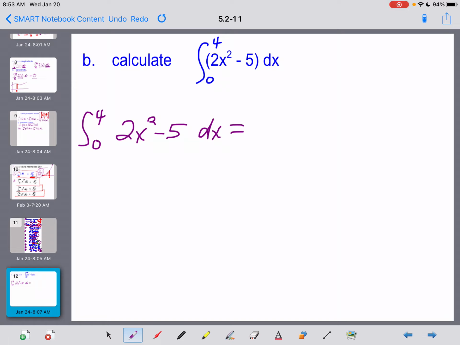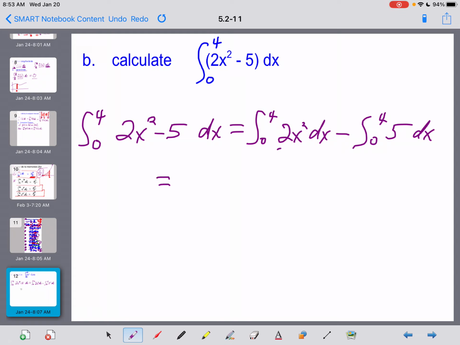All right, guys, the very first thing we're going to do, I'm going to go slowly here, I'm going to use the sum or difference rule that says that an integral of a difference is equal to the difference of the two individual integrals. So that's the integral from 0 to 4 of 2x squared dx minus the integral from 0 to 4 of 5 dx. Now again, this is something you will normally do intuitively and you won't need to make a big stink out of it, but for now we're going to run with this.